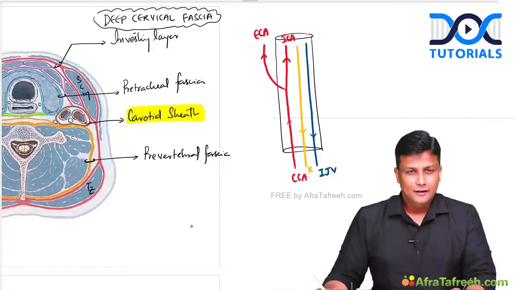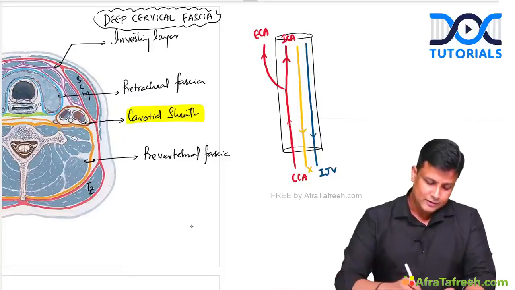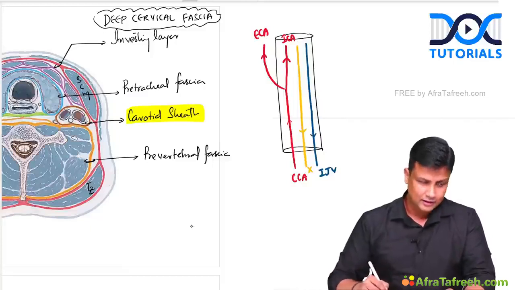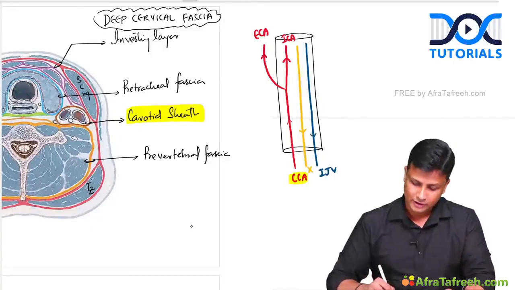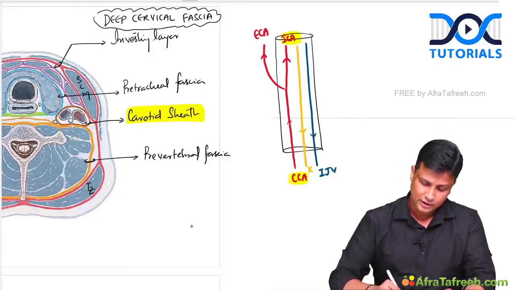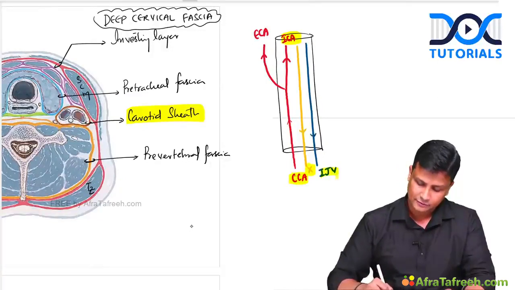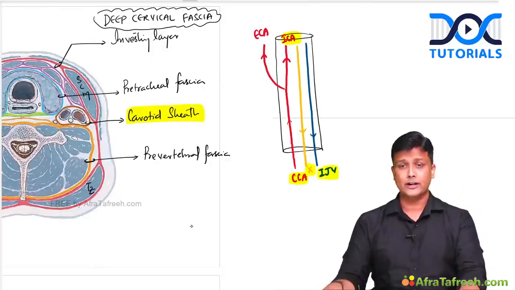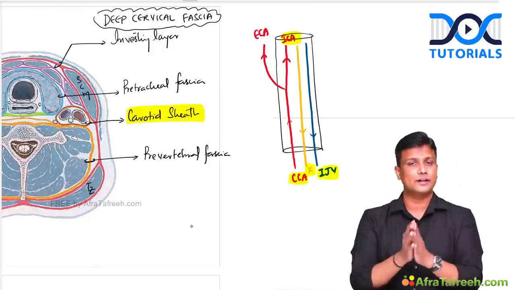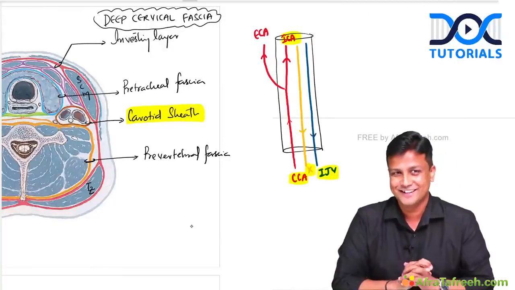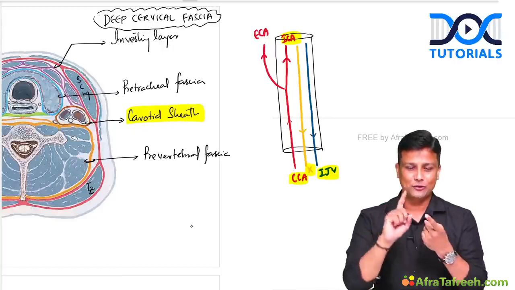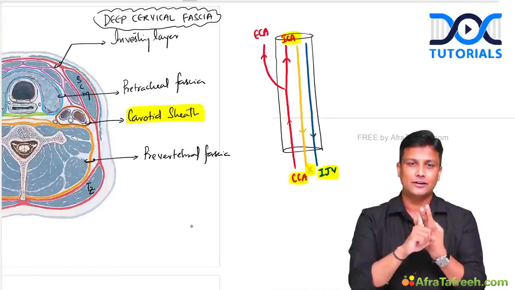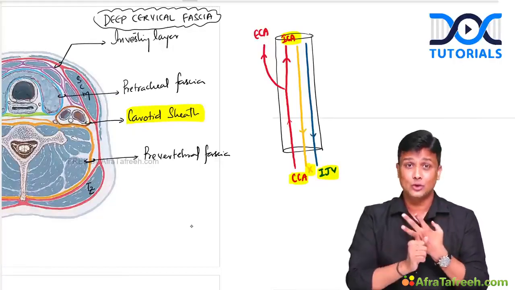Perfect. So what will be the contents of the carotid sheath? Number one, I can clearly see in the diagram here, the common carotid artery. Number two, the internal carotid artery. Number three, the vagus nerve. And number four, the internal jugular vein. Four contents. Every medical student is perfect with this one right from first year MBBS. Carotid sheath will consist of the common carotid artery, internal carotid artery, the vagus nerve, and the internal jugular vein.